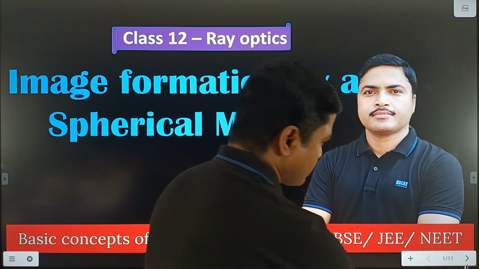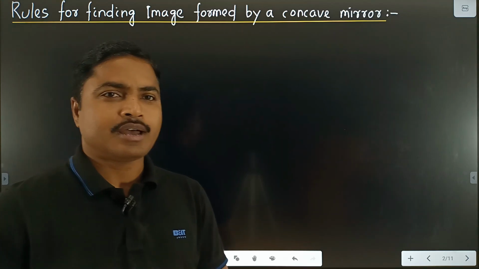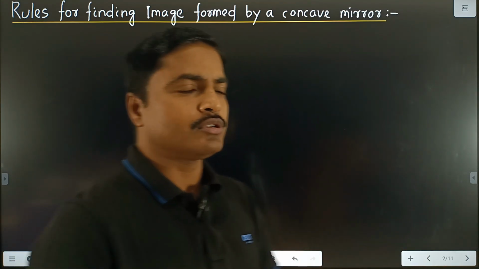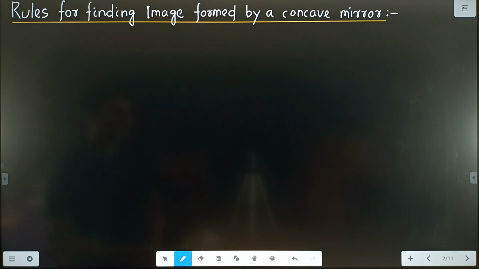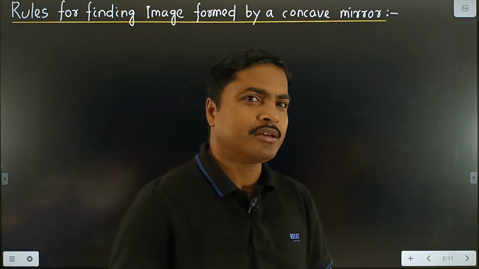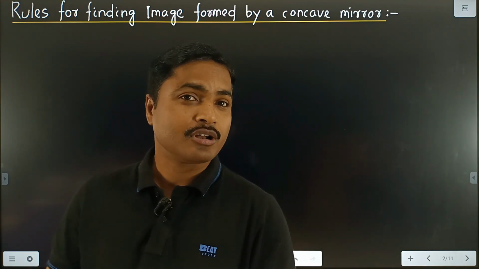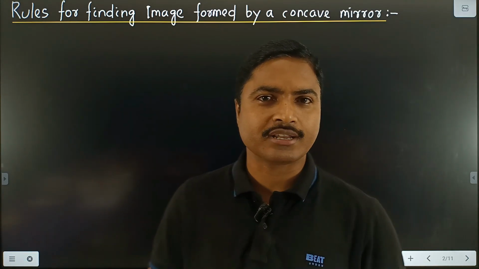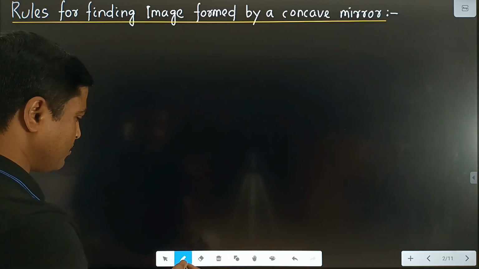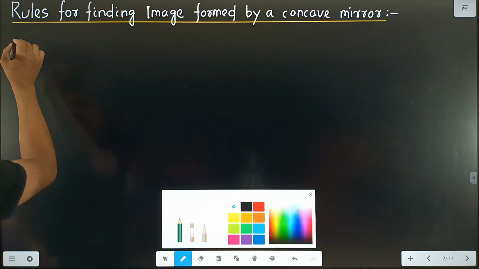First, for concave mirror, some rules are there. Rules for finding image formed by a concave mirror. For concave mirror, total 4 rules are there, and we will discuss one by one. First rule.